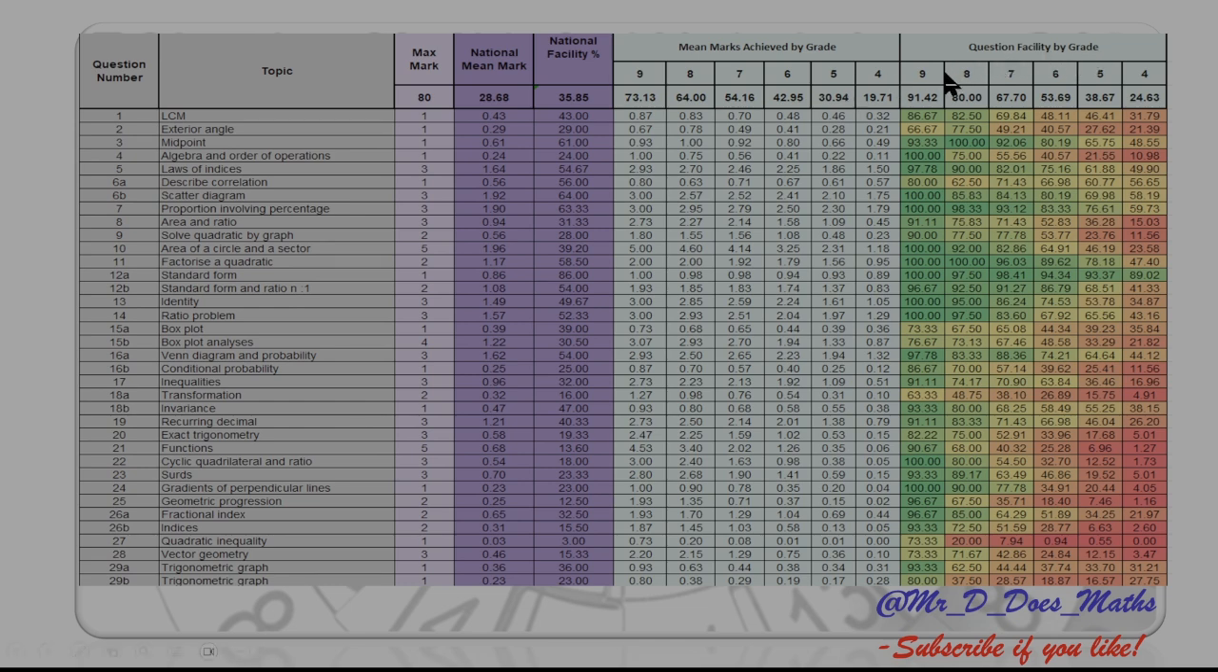It tells you on average what percent students got on each of the questions. So what I found interesting when I was flicking through this earlier was that question 2, exterior angles, was actually done better by grade 8 students than it was by grade 9 students, which isn't very common. I think it happened somewhere else on the paper when I was looking. Yeah, it happened on question 3 as well.